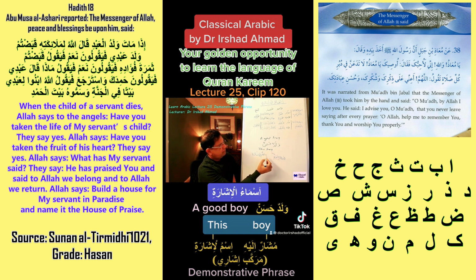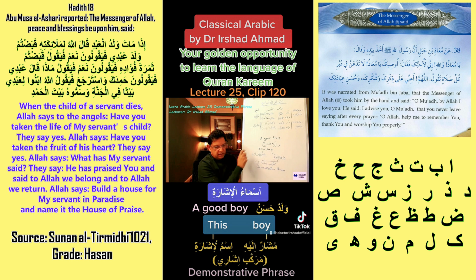So we have this combination of ismul ishara and musharun ilayh, and they combine to make murakkab ishari. So this is our next phrase. English translation, we can say demonstrative phrase. So we have ismu ishara and we have musharun ilayh. So this is a demonstrative pronoun, and we are pointing to this noun, which is musharun ilayh, and we have come up with the demonstrative phrase.